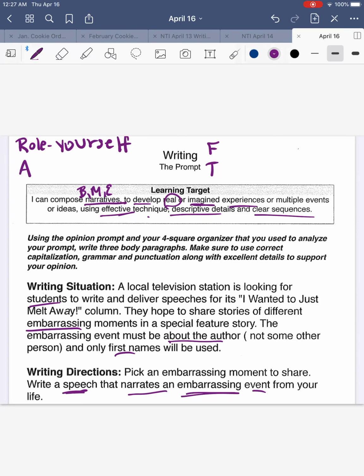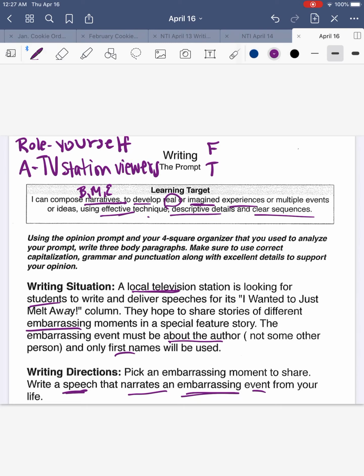Now the A stands for audience. Who is going to be reading this? Well, it's going to be in a newspaper column. Oh no, just kidding. A local television station. I'm thinking of the one from Monday. Anyway, it's going to be on TV. So your audience is going to be the viewers, the people who watch this television station. So I'm going to put TV station viewers.